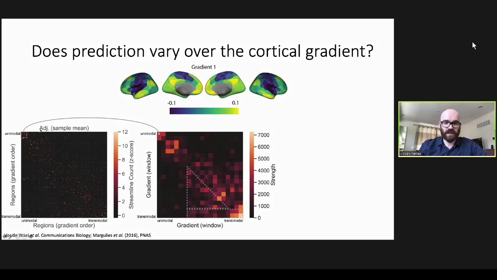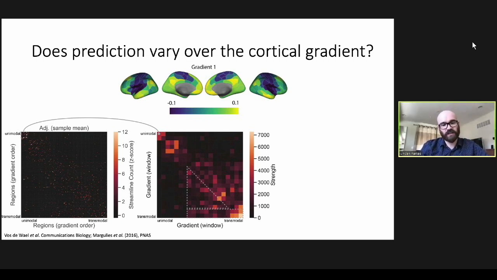So on the left here, I'm showing the group averaged structural adjacency matrix from our own sample, but I've reordered the rows and the columns according to the gradient values. Then I downsample this matrix into bins of 10 consecutive regions along the gradient, and I calculate the strength of structural connectivity between every pair of bins, and that's what I'm showing in this middle matrix here. So along the diagonal, I'm showing the strength of connectivity between 10 regions that are within a bin, and off the diagonal, I'm showing the strength of connections across pairs of bins.